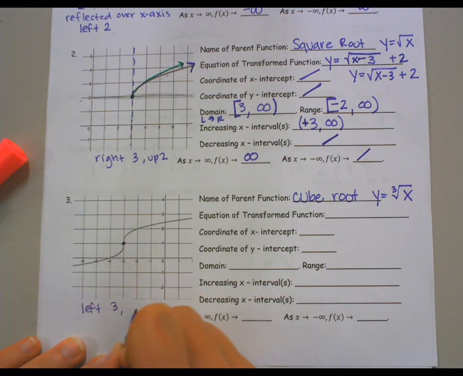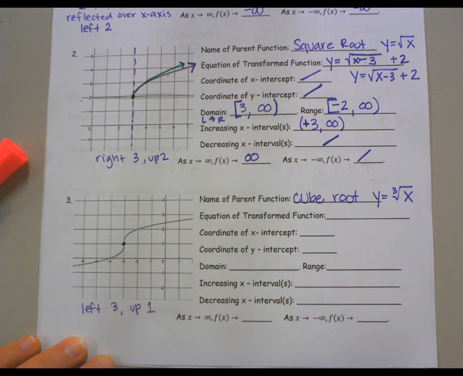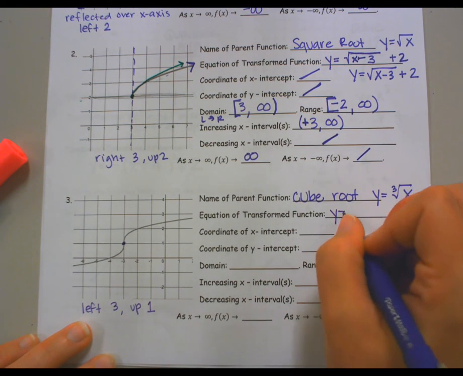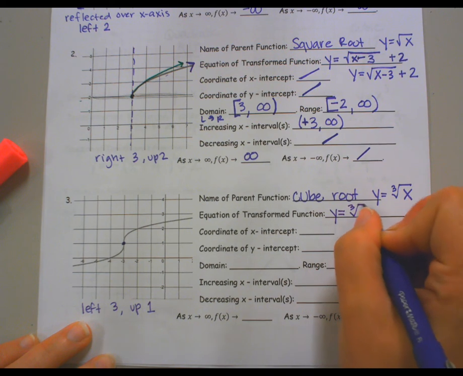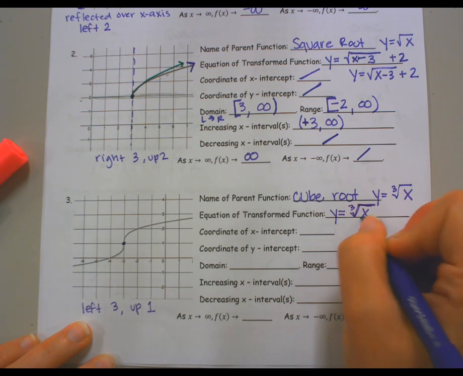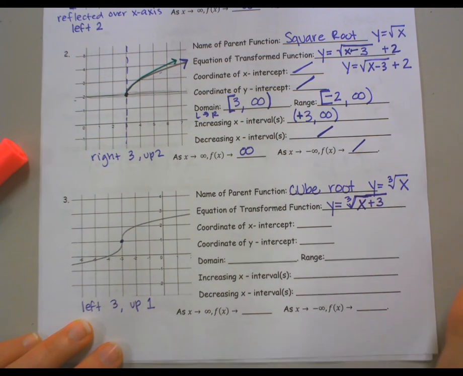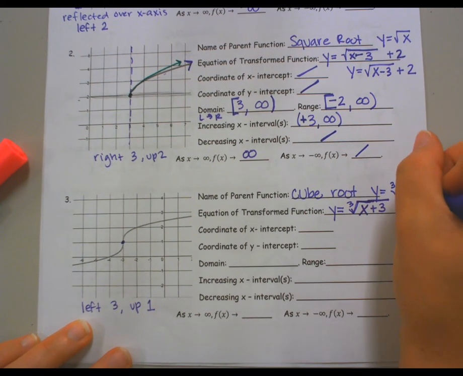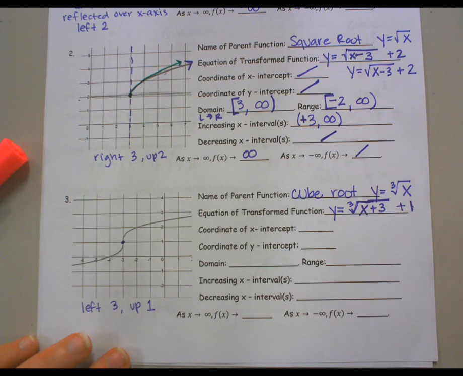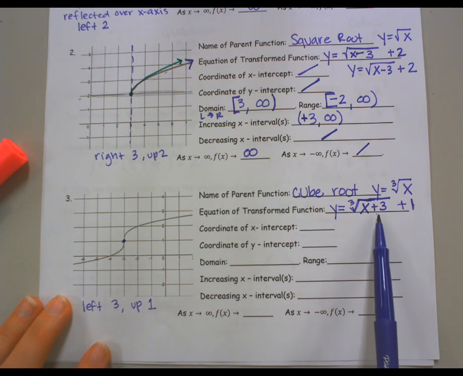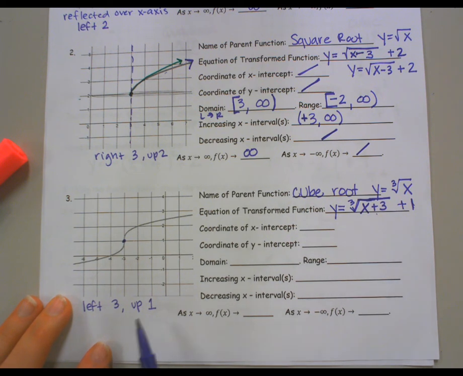Left 3, up 1. So when I write my transformed graph, I have y equals, and then left 3 means inside the cubed root, I would have a +3. And then up 1 means on the outside, I have a +1. So that would be the equation of my transformed function. Remember, when you go to the left, it's positive on the inside. It's the opposite of what you would think. And then on the outside, it's what you would think. Up is positive, down is negative.